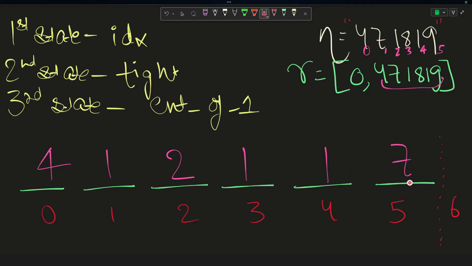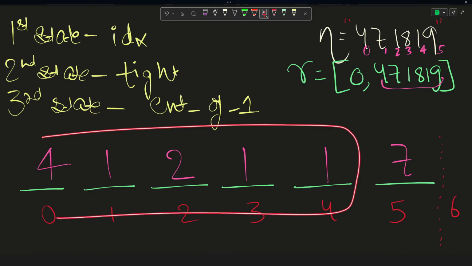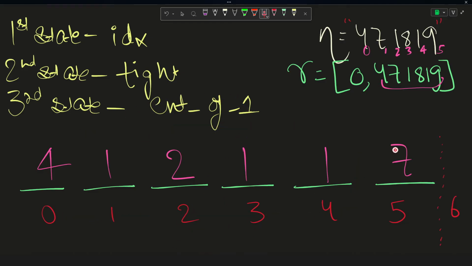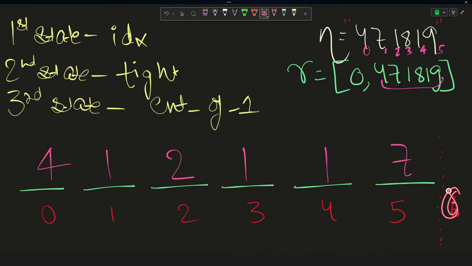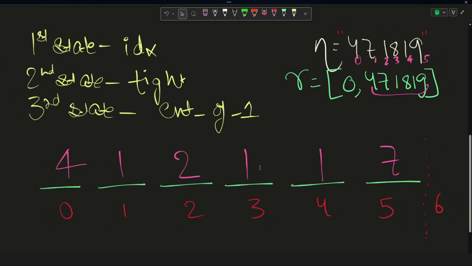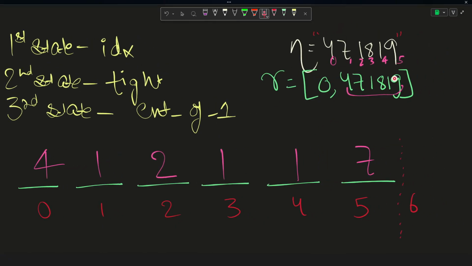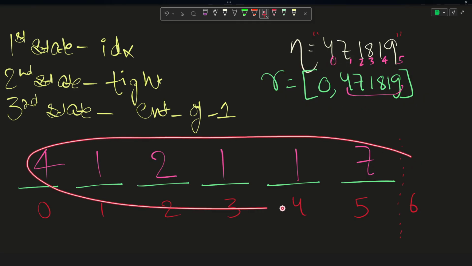And once we reach this last index, it will see what the count value already had. It already had a count value of 3 for this third state, plus since here I have chosen 7 and not 1, it will say something like 3 plus 0, and it will pass this value to the next index. So when we reach this 6th index, it will see the value of this third state as nothing but 3, and that's why it will add +3 to our answer. And this whole thing that I told you will be applicable to each and every integer present in this range, because each and every possible combination will be tried, right?